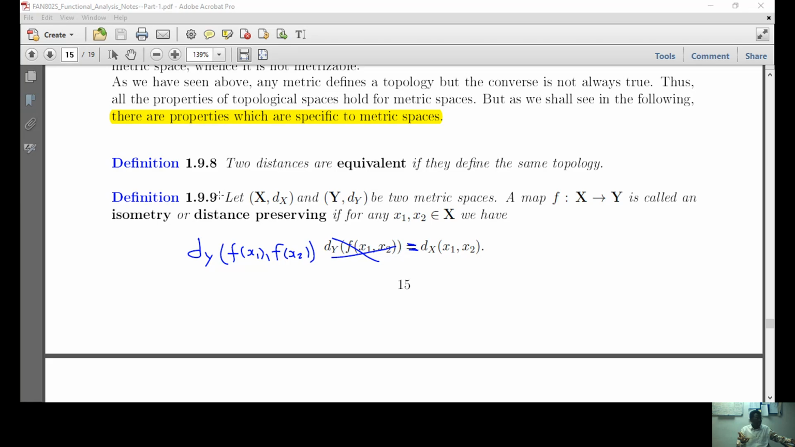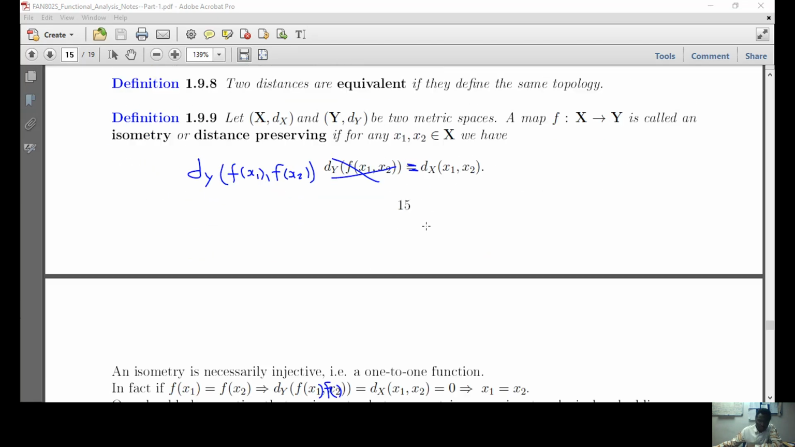These are just a few examples that I took. So that is the idea. Here I have x1, x2, and I measure the distance between the two. And then I take the images, f(x1), f(x2), and measure the distance. If this distance is still the same, then we say that f is an isometry. Okay.